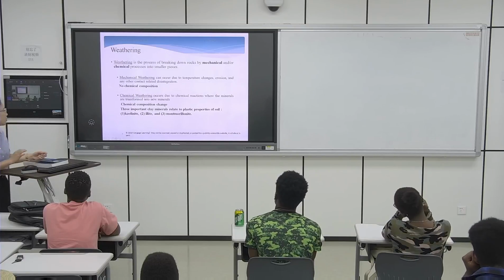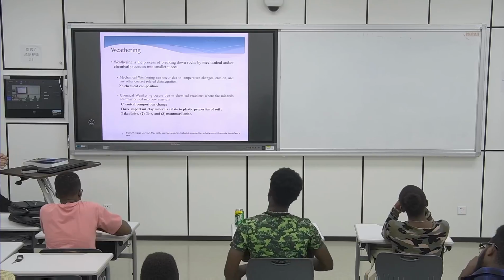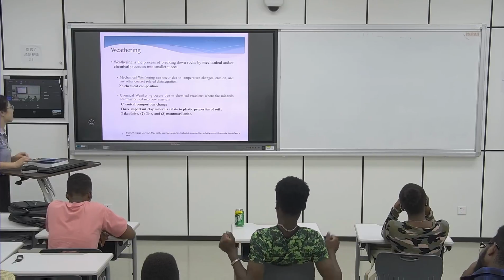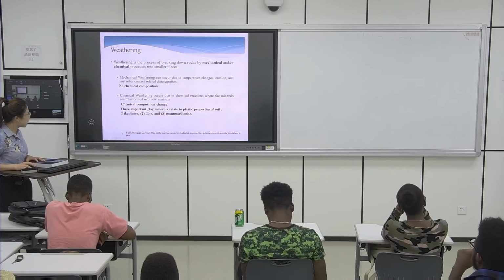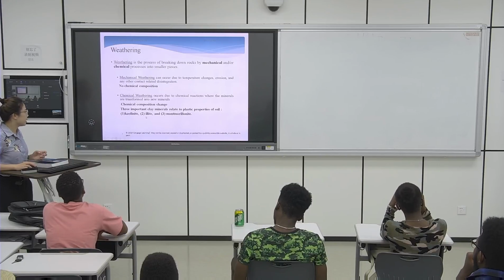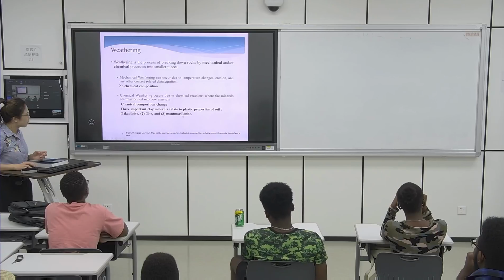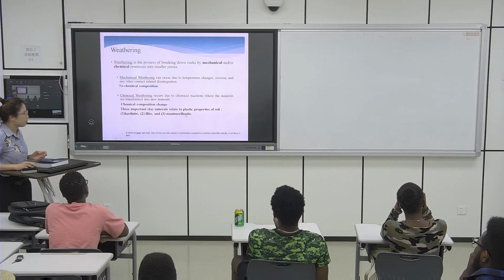But chemical weathering occurs due to chemical reaction, where the minerals are transformed into new minerals. That is the composition change during chemical weathering. The three important clay minerals, which we usually just call minerals, relating to the plastic property of soil are kaolinite, illite, and montmorillonite. These three are very important.